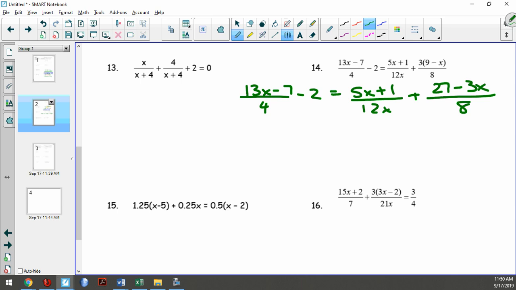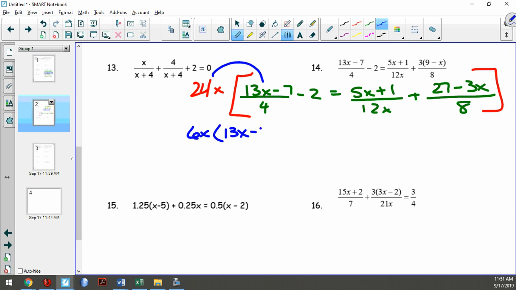Yes? Okay, now, what is my LCD between 4, 12x, and 8? 24x. Remember, you cannot forget your younger sibling at the mall. You have to let them tag along. So this 24x, the x has to tag along there. Do we all understand that? So 24x divided by 4. 6x. Drop down to 13x minus 7. Minus.